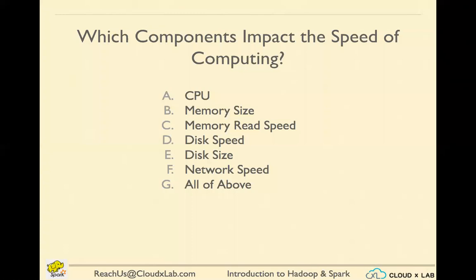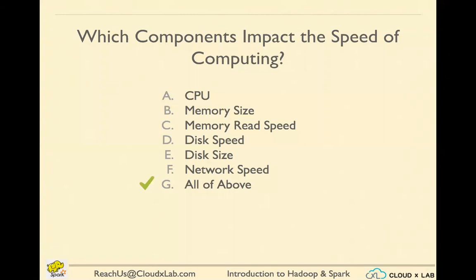That's right. Almost. So all of these components impact the speed of computing, whether it's CPU, memory size, memory read speed, disk speed, and disk size, and network speed. All of these impact the speed of computing.